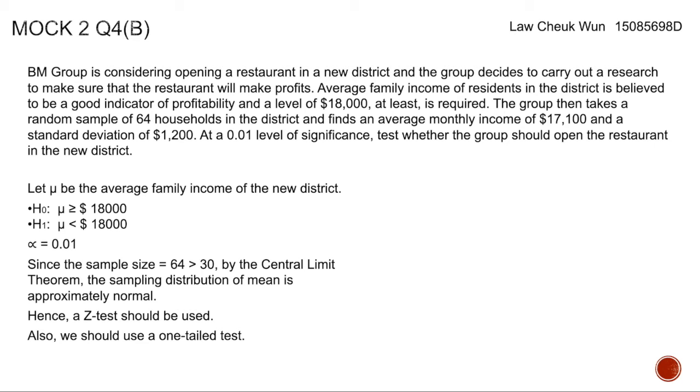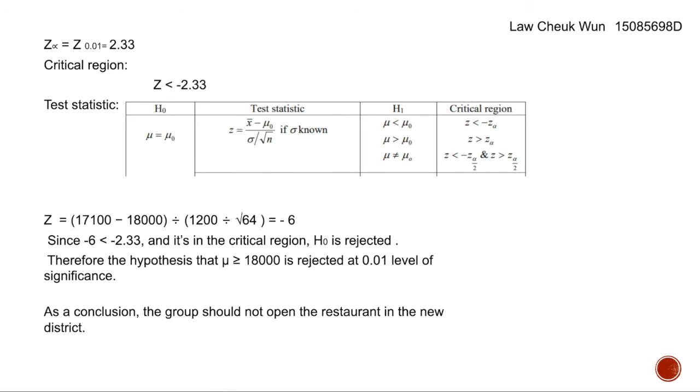Since the sample size is 64, which is greater than 30, by the central limit theorem the sampling distribution of the mean is approximately normal and a z-test should be used. Also, we should use a one-tail test. By the z-test, we can identify the critical region to be z less than -2.33, and here is the formula used for the test statistic.